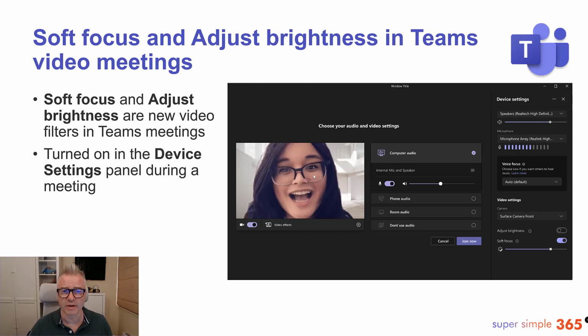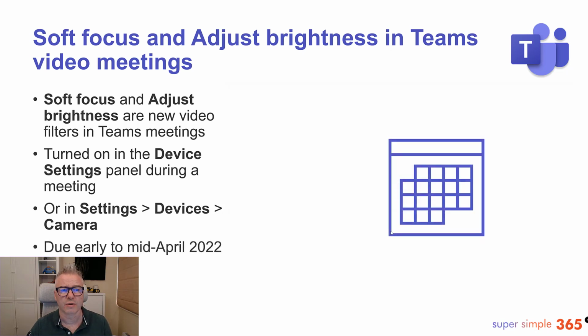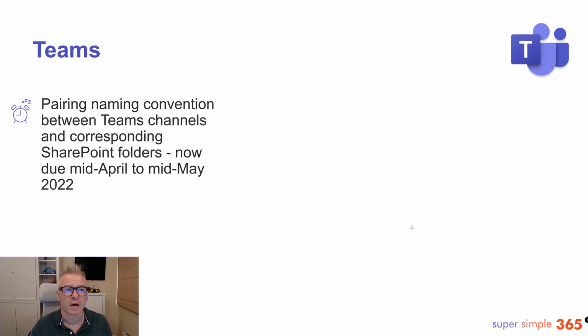So you're in your meeting already, go to the device settings, turn it on there, or you can just set it more generally in settings, devices, and camera, and then that's just your setting when you join meetings. So look out for that, folks. Due any time now, so early to mid April. So this is mid-April already, so it might be worth hopping over and see whether you've got that update. What else do we have?